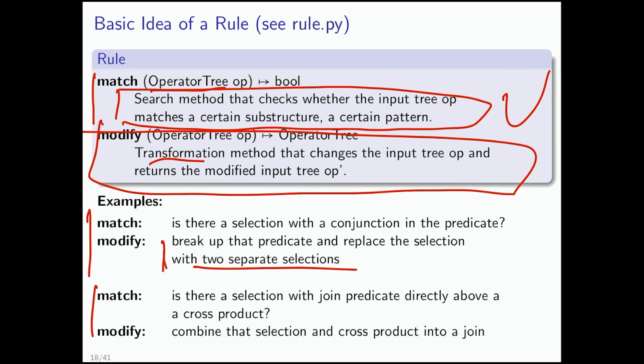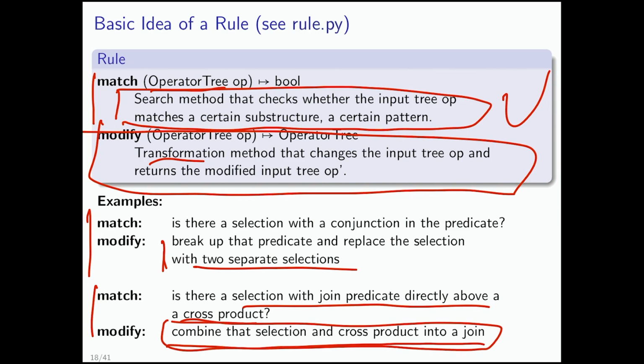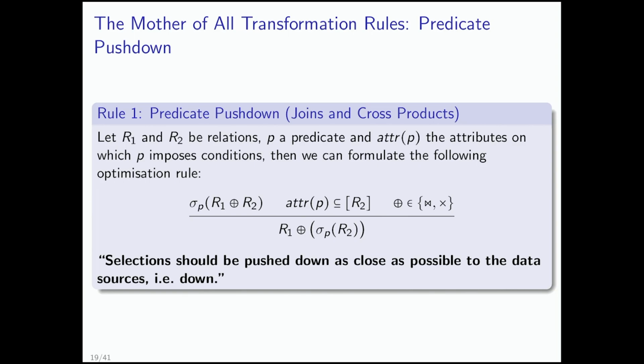Or another example: is there a selection with a join predicate directly above a cross product? We will look at that in a moment again. But this is a rule allowing you to combine selections and cross products into a join. So this is basically inverting the alias we defined for joins. When we defined the join operator, I said a join is just syntactic sugar: you could express it as a cross product followed by a selection on the join predicate. This is kind of reverting that. It's basically rewriting it to a real join operator. So let's look at that one by one.